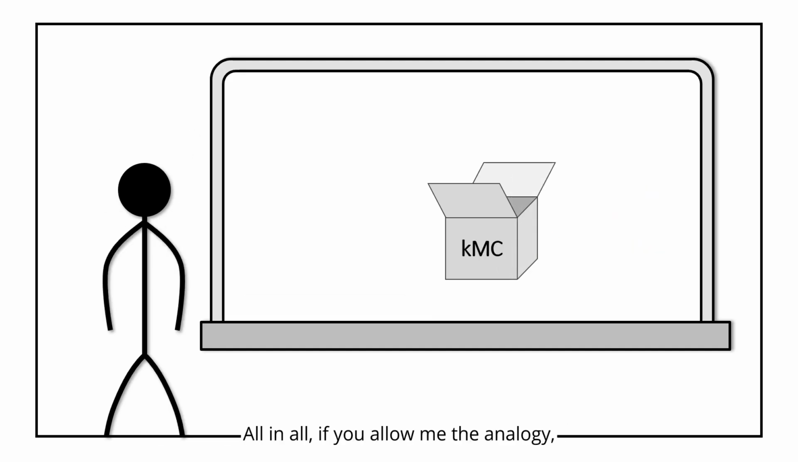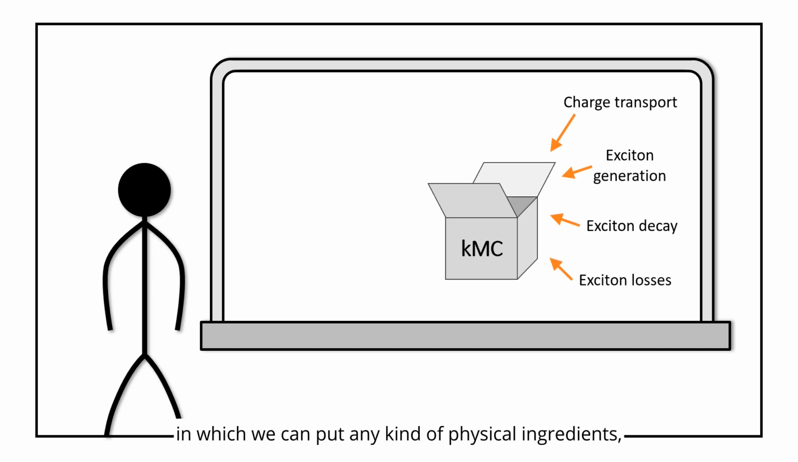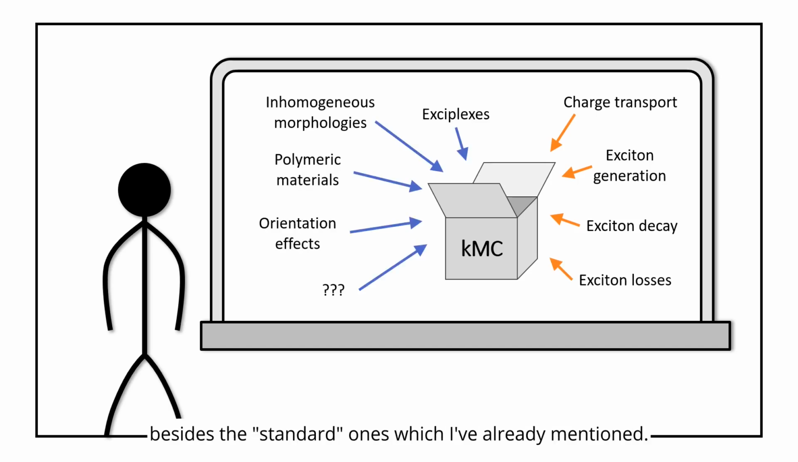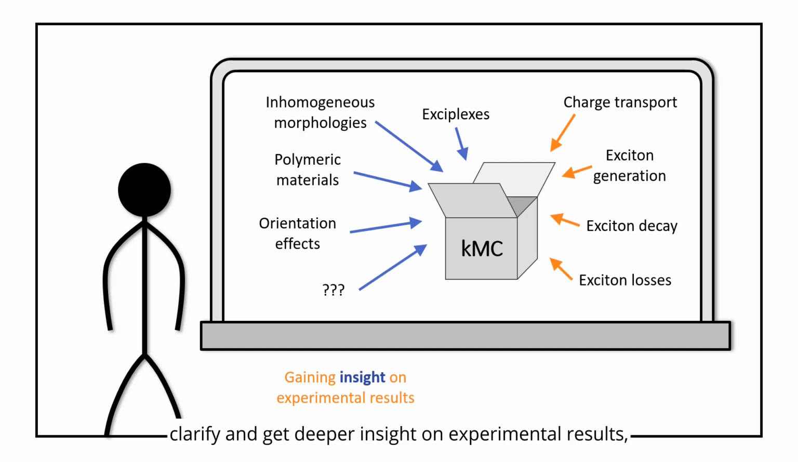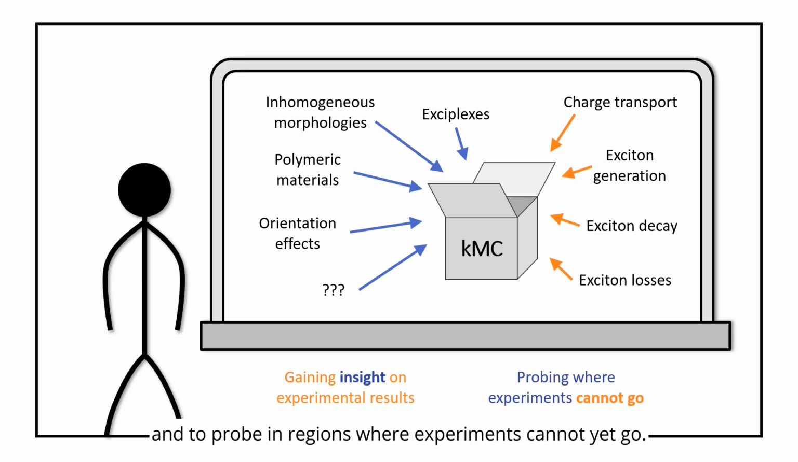All in all, if you allow me an analogy, Kinetic Monte Carlo methods, or KMC methods for short, are themselves a kind of box in which we can put any kind of physical ingredients besides the standard ones I already mentioned. My objective in this project is indeed to investigate what more can be done with KMC methods to get more advanced and more reliable results, with the double aim to use simulations to both clarify and get deeper insight on experimental results, or to probe in regions where experiments cannot yet go.